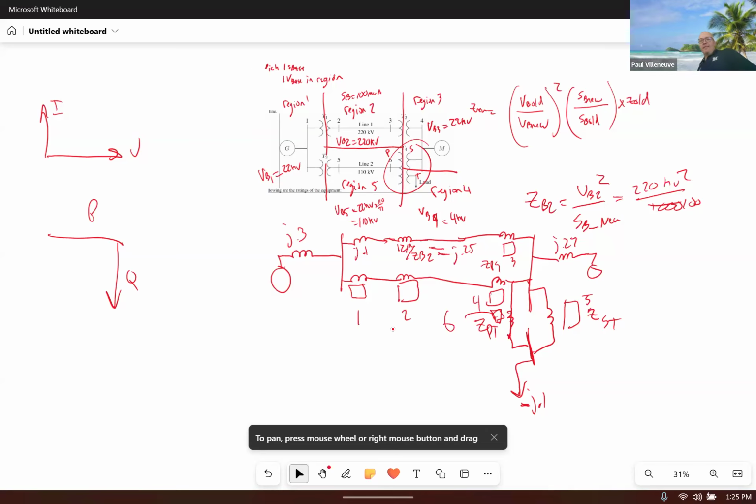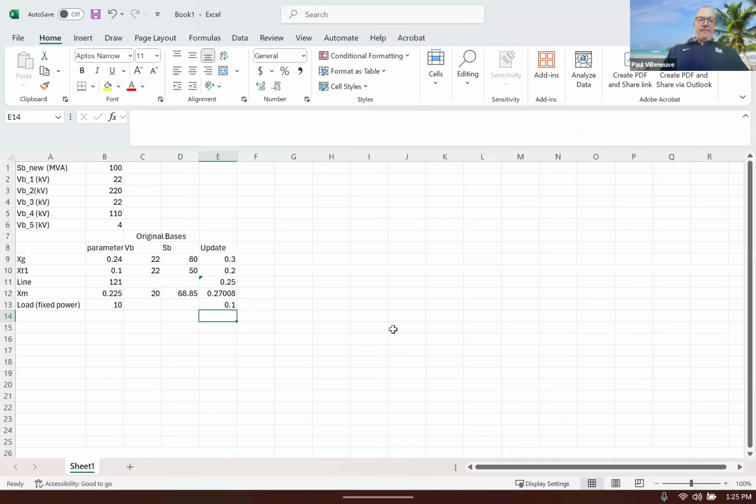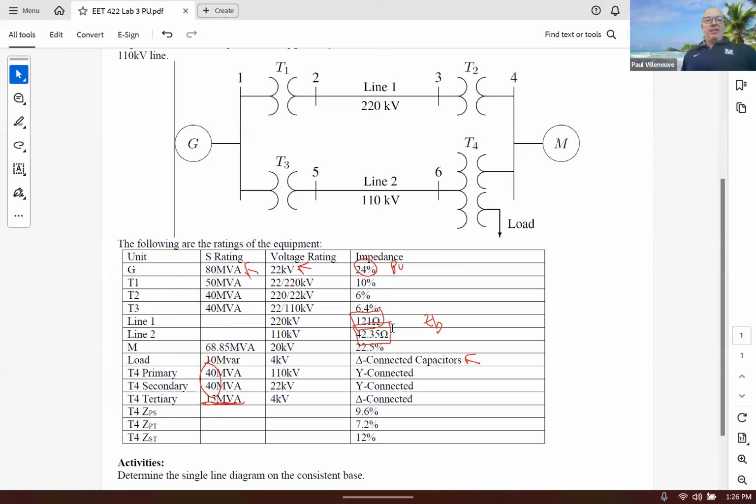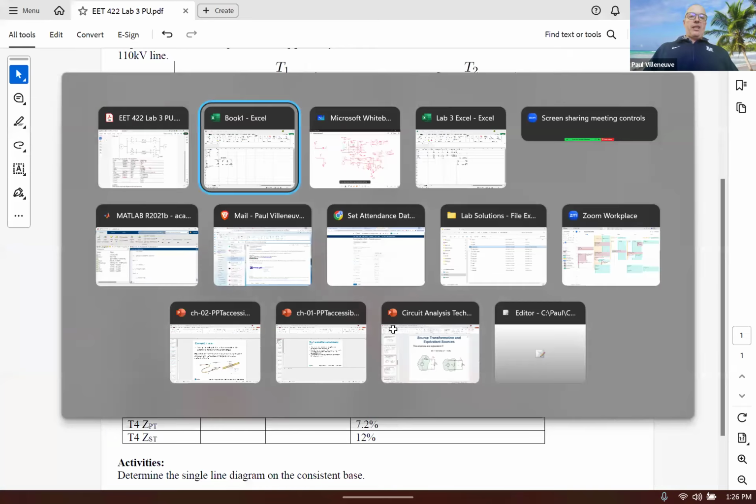Number 6? Okay, number 6 is primary to tertiary. So I'm going to calculate over here, I'm going to go X or T4. And I'm going to add a little more detail, right? This is primary to tertiary, because I got primary to tertiary, primary to secondary, and secondary to tertiary. So now I've got to put in my impedance, so I can see that Z primary to tertiary is 7.2%.